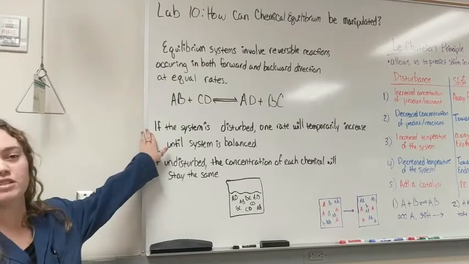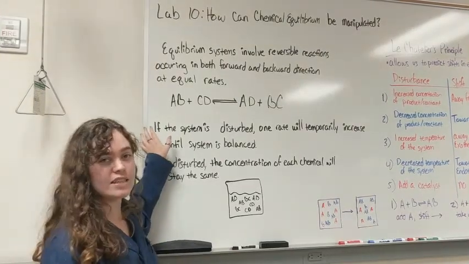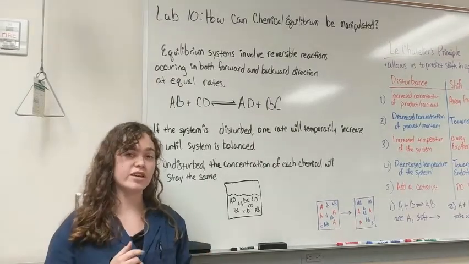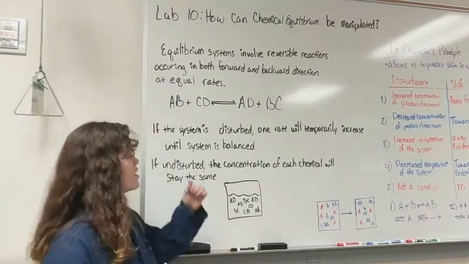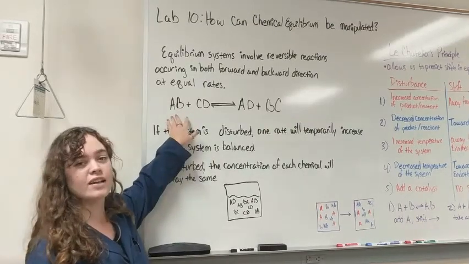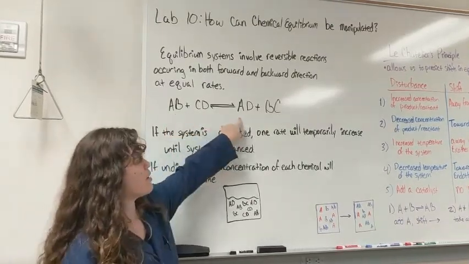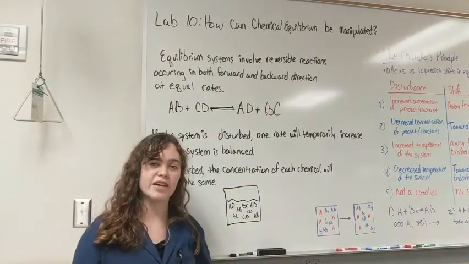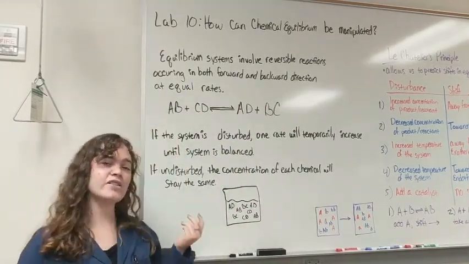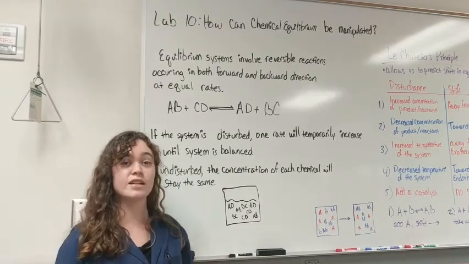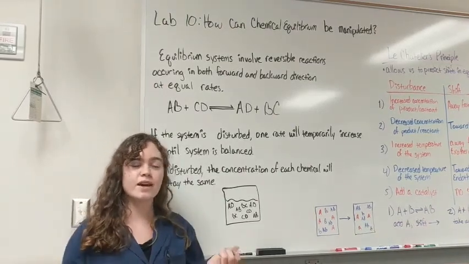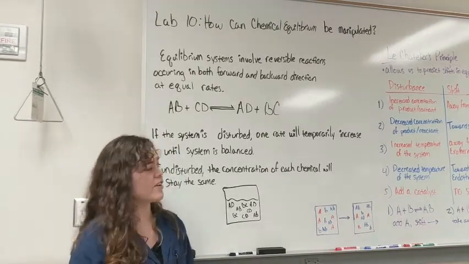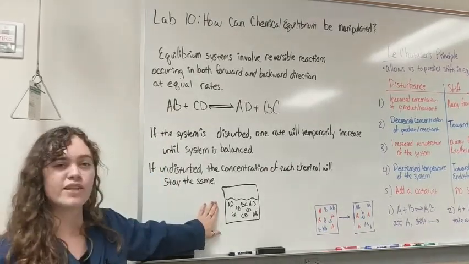If the system is disturbed, if something changes in the system, then one of the rates will temporarily increase to counteract that change. So say something was added on this side, it would shift that way, it would go faster that way just for a short time to balance everything out again. But if nothing happens and it's undisturbed, then the concentrations of each of those chemicals will stay the same indefinitely or forever. I drew an example of that down here.